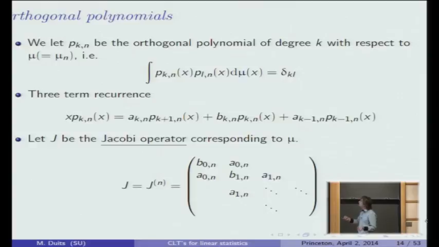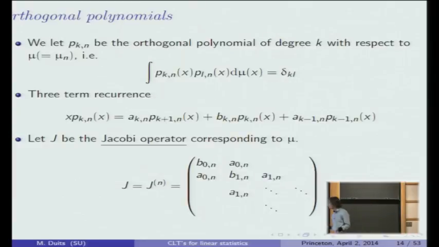Given the measure mu with finite moments, I can define the orthogonal polynomials, which I will denote by p_k^n. So p_k^n is a polynomial of degree k, which is orthogonal to all the other polynomials with respect to this measure mu. I have two indices. The first, k, is for the degree, and n is a second index because I allow my measure to vary.